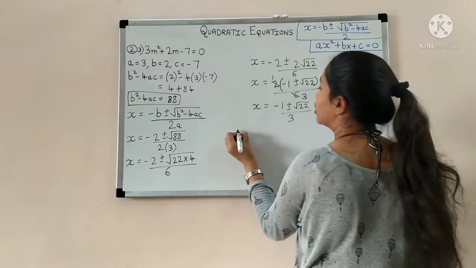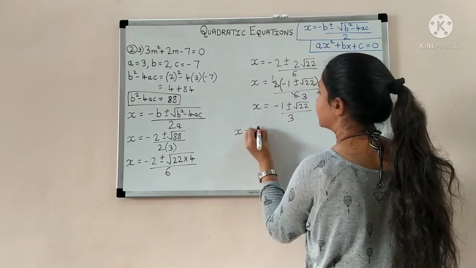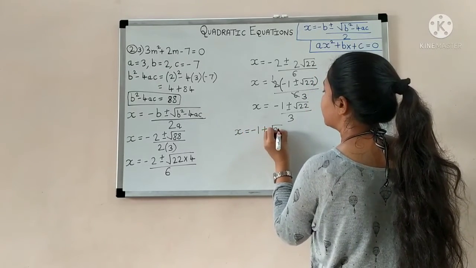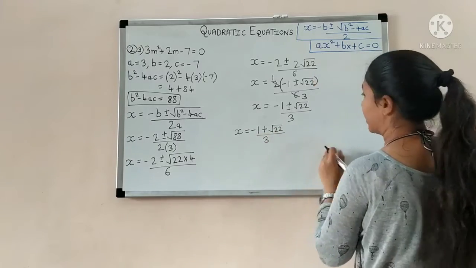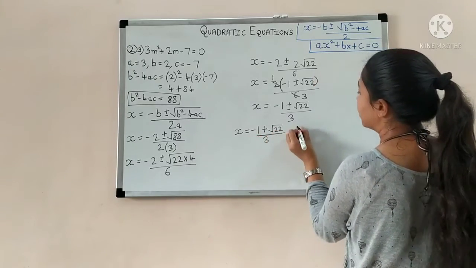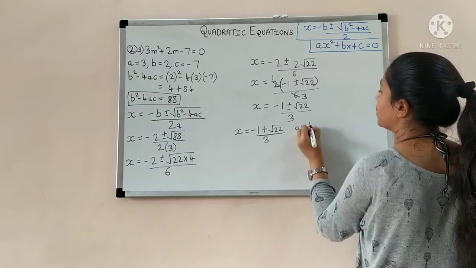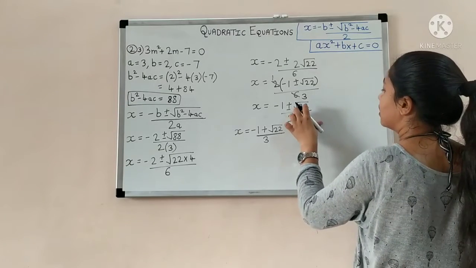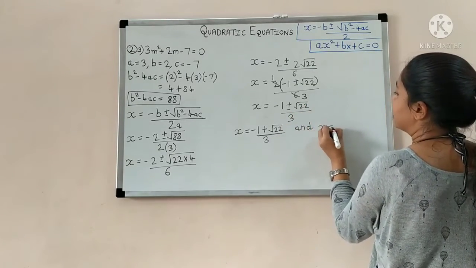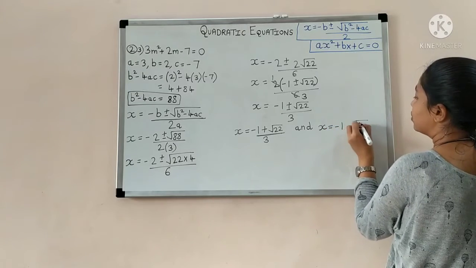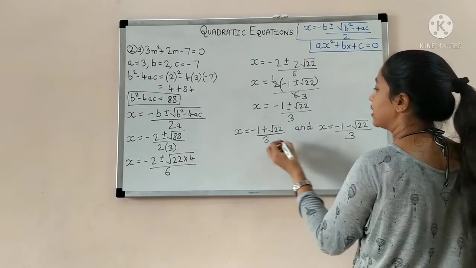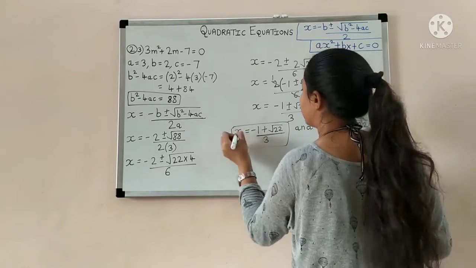Now separate it. So what will be the answer for x? Minus 1 plus root 22 upon 3. Correct? It will be minus 1 plus root 22 upon 3, and what will be the other answer? x is equal to minus 1 minus root 22 upon 3. Okay, these are both of your answers. So highlight your final answers.